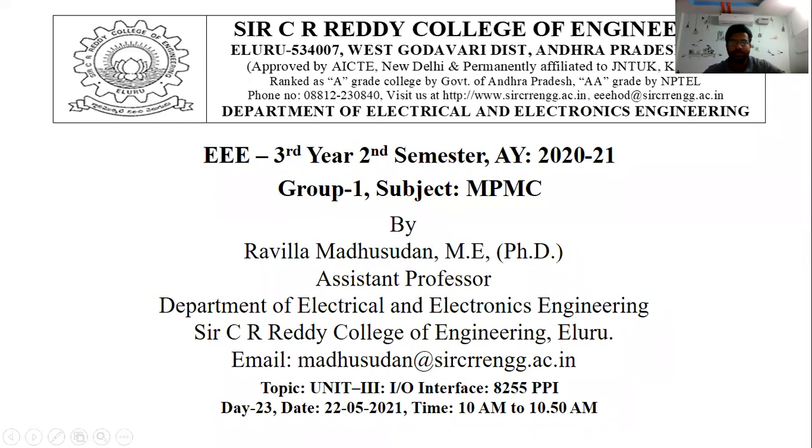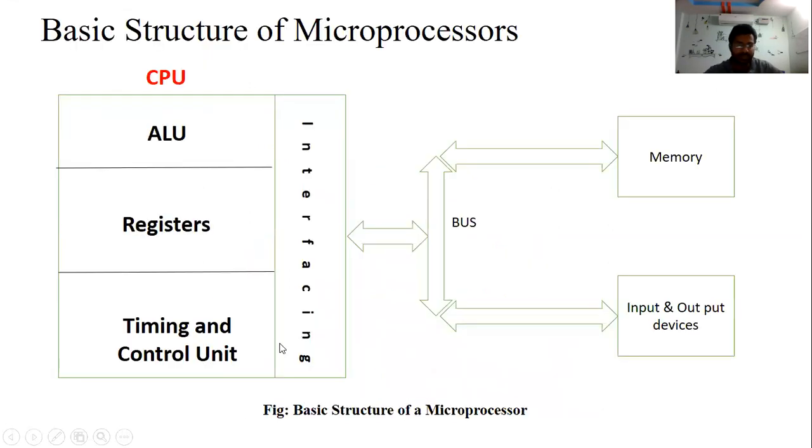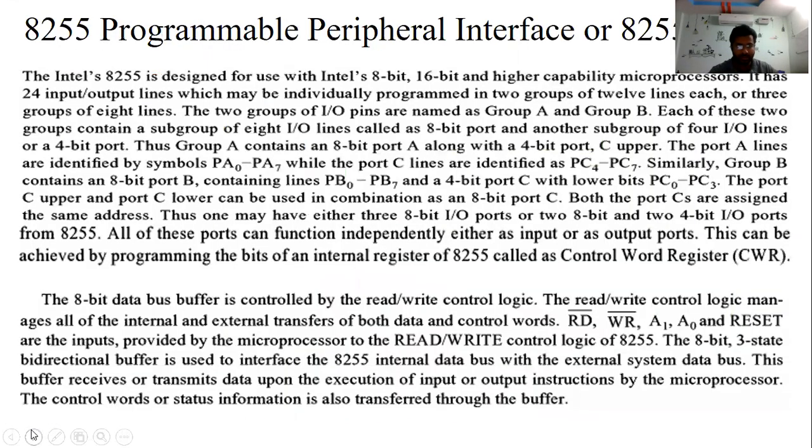Okay, so in yesterday's class we discussed the 8255 PPI. What is the meaning of PPI? Programmable Peripheral Interface. You can look at the last class, where we learned about this 8255 PPI. Now you can see this 8255 PPI is available in two different sizes, 8-bit and 16-bit.